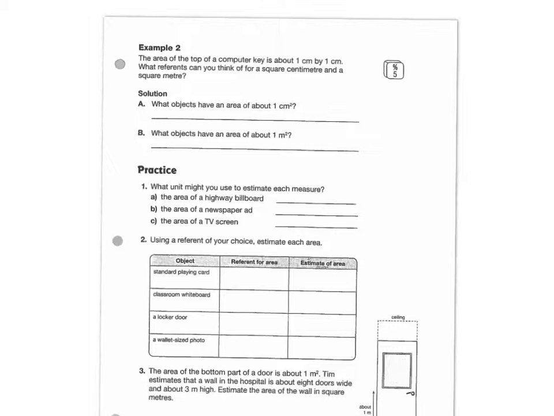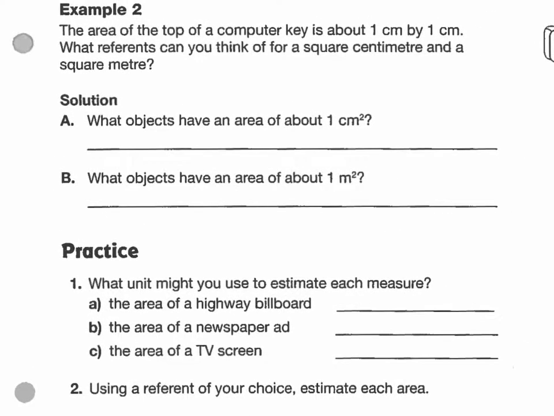Example 2, the area of the top of a computer key is about 1 centimeter by 1 centimeter. What reference can you think of for a square centimeter and a square meter? So the solution, what objects have an area of about 1 centimeter squared? Similar to what we talked about, a dime might be about a centimeter squared, or a quarter is going to be a bit too big. A nickel might be a more appropriate choice. The side of a dice. Those things might be references.